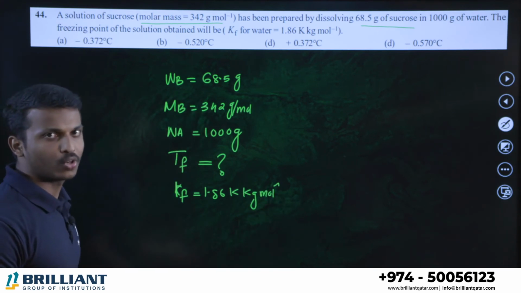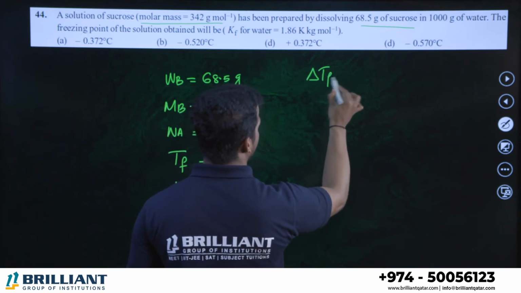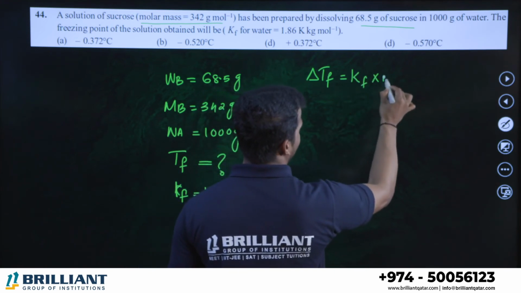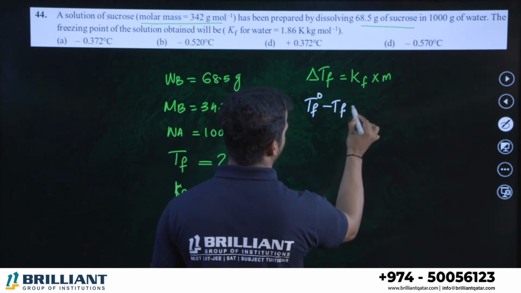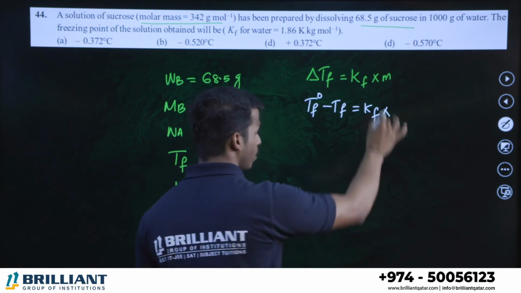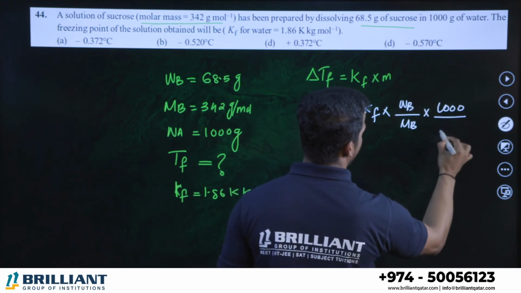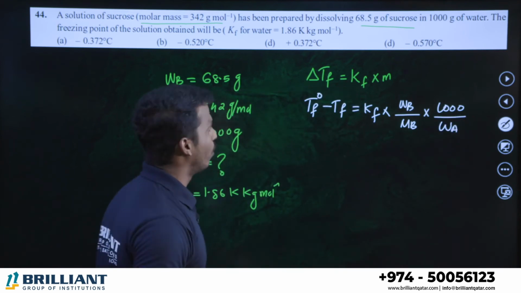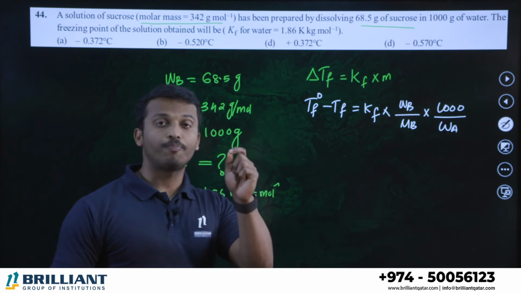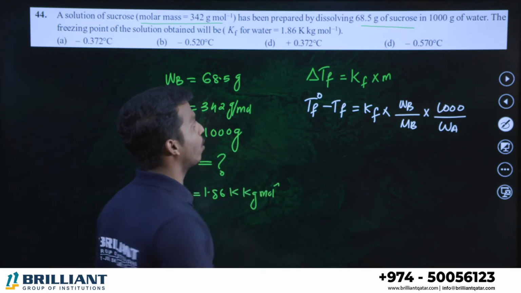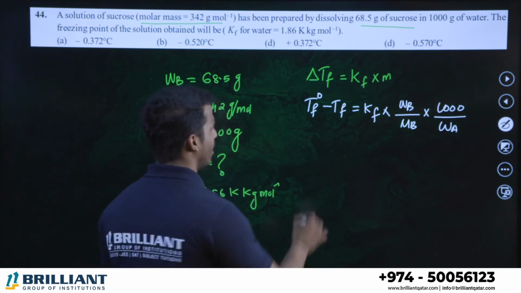You know what is the simple equation to calculate depression in freezing point? We have the equation delta TF is equal to KF into molality. What is meant by delta TF? TF naught minus TF equals KF into molality. What is molality? WB by MB into 1000 divided by WA. Correct. What do you have to calculate? TF. What is TF naught here? The freezing point of the pure solvent. What is the pure solvent? Your solvent is water. What is the freezing point of water? 0 degrees Celsius, right?